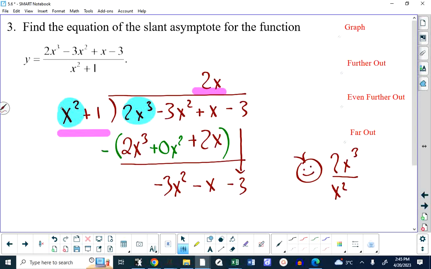Now you repeat. The only thing that's different here is now you're doing that division. You are now taking negative 3x squared divided by the x squared, giving negative 3, which we put up top. At this point in time, if you're really on top of things and following me, you have the equation of the asymptote. It's 2x minus 3. I'll come back to that statement in a minute.